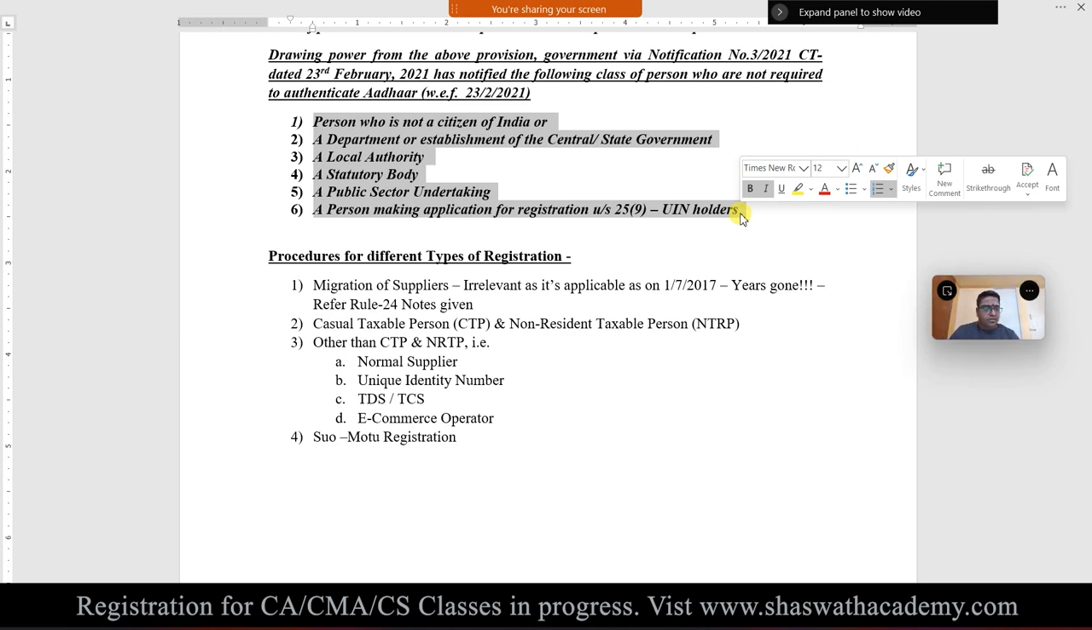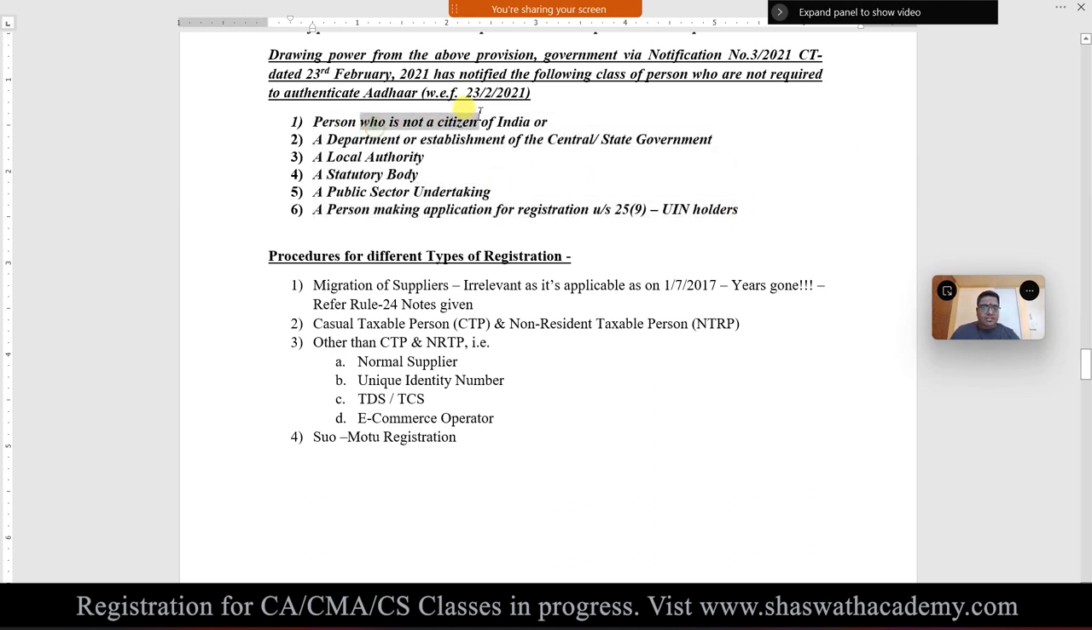Sir, six were mentioned but you have said only three. First one, non-resident, not a citizen of India. For them, Aadhaar is not required. All government departments, I can categorize as: government establishment of the central government and state government, local authority, statutory body, and public sector undertaking. For all these four, it is not required. And finally, a person holding a UIN registration, like embassies, consulates, United Nations organizations, UNICEF, UNESCO, World Bank, and all these. For them, it is not required.